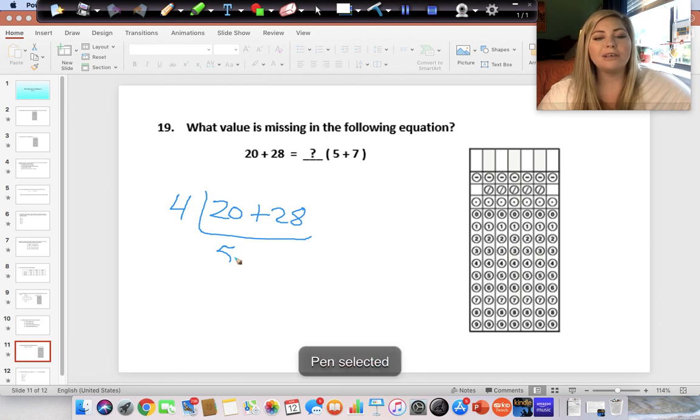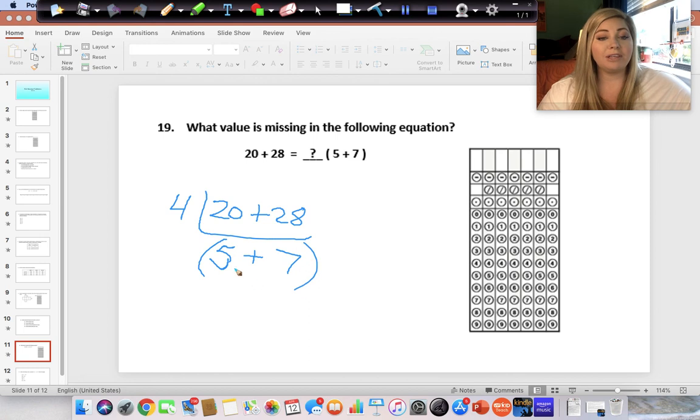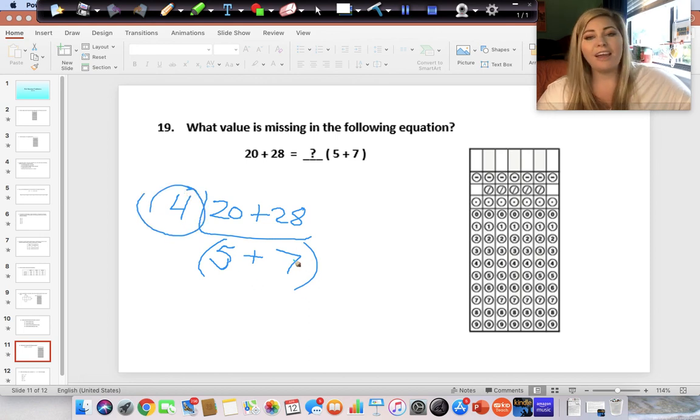Okay, 4 goes into 20 5 times. 4 goes into 28 7 times. Okay, so 5 plus 7 is the number on the inside. 4 is the number on the outside. I think it's the way I hold that pencil. Okay, so our answer choice here is going to be 4.